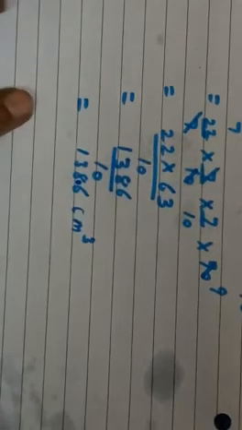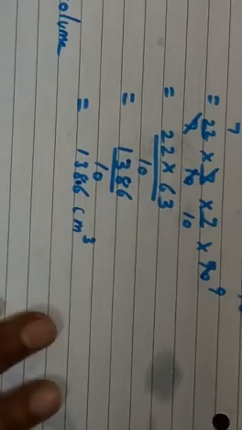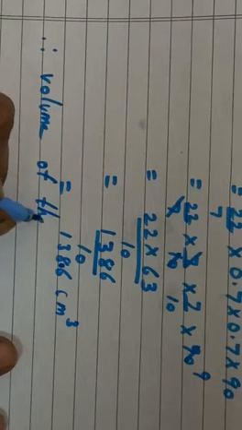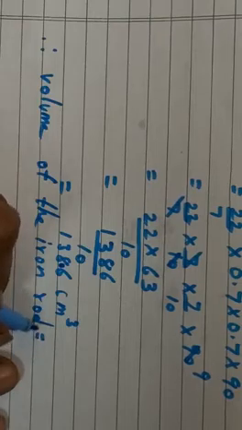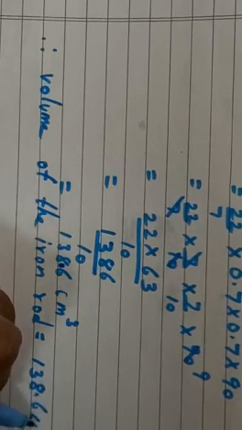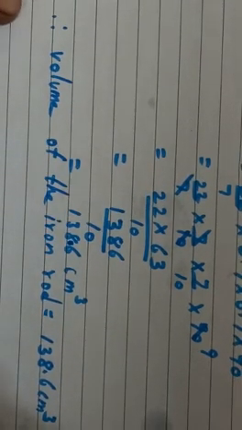Then you will write the final conclusion: therefore, the volume of the iron rod is equal to 138.6 cubic centimeter. This way you have to solve.